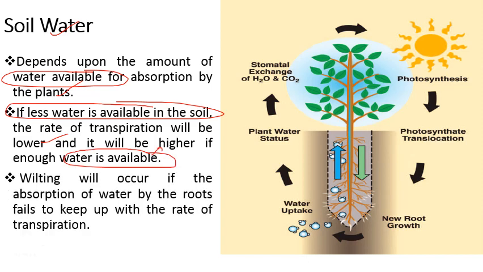So wilting will occur if the absorption of water by the roots fails to keep up with the rate of transpiration. Means if the rate of transpiration exceeds the rate of absorption, this leads to the condition which is known as wilting. अगर absorption का rate कम होगा और transpiration का rate ज़्यादा होगा, so it leads to the condition which is known as wilting.